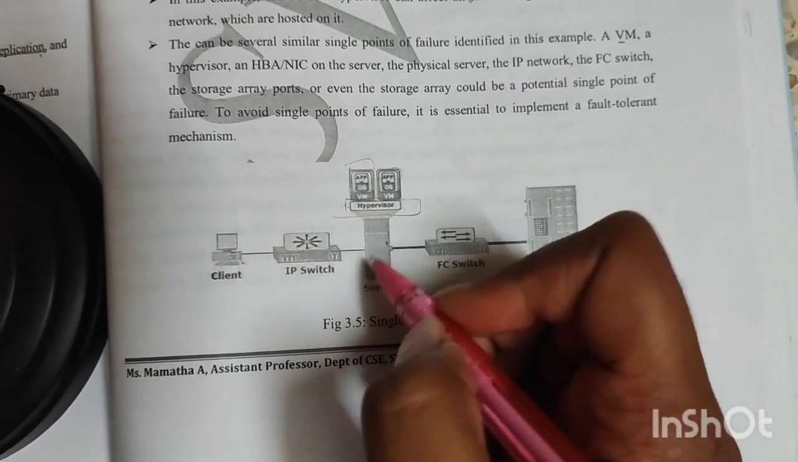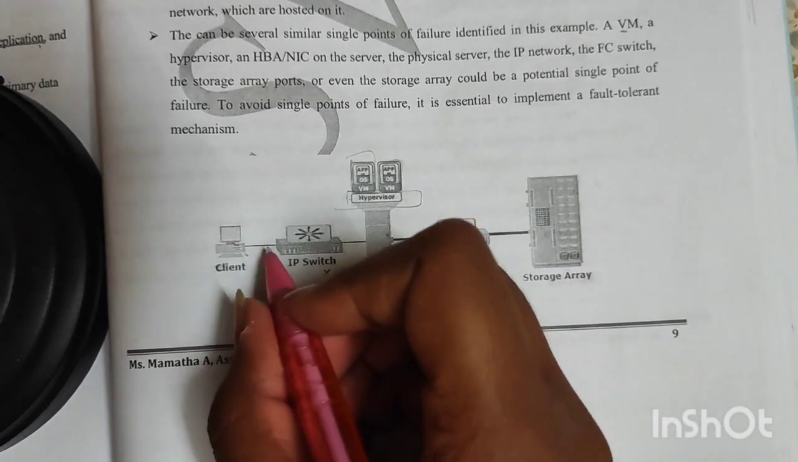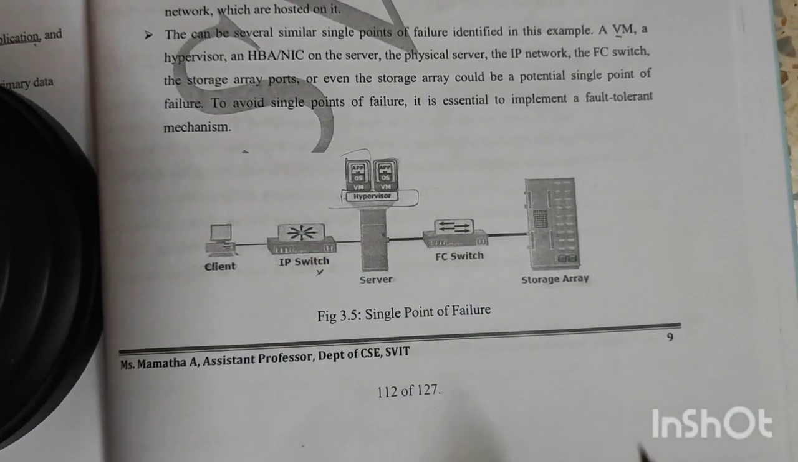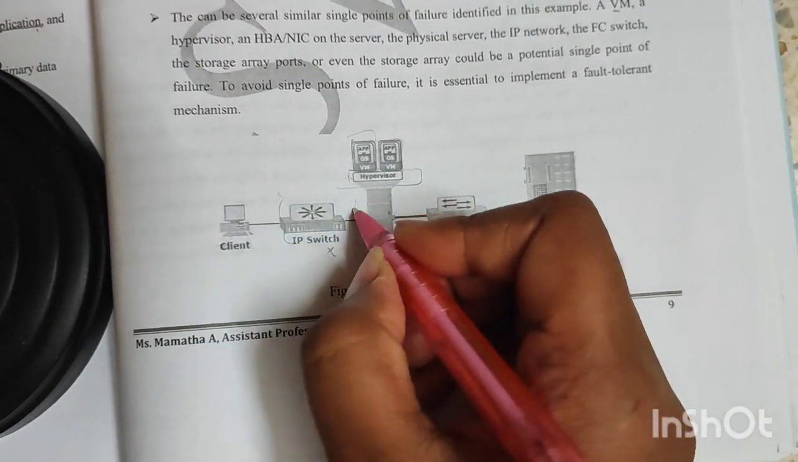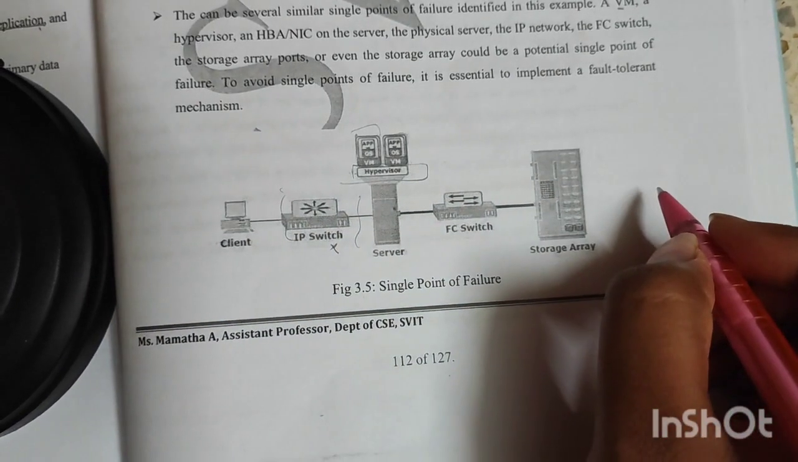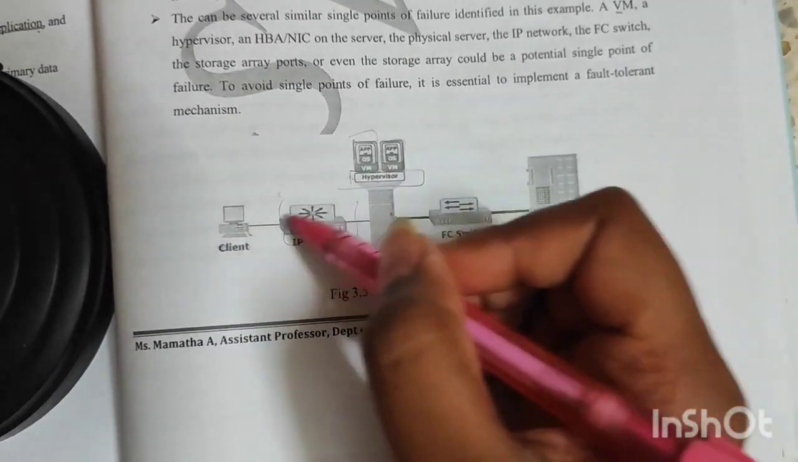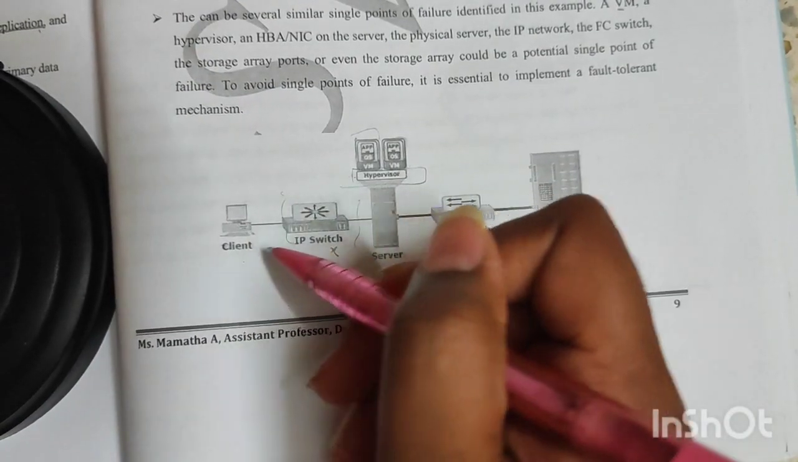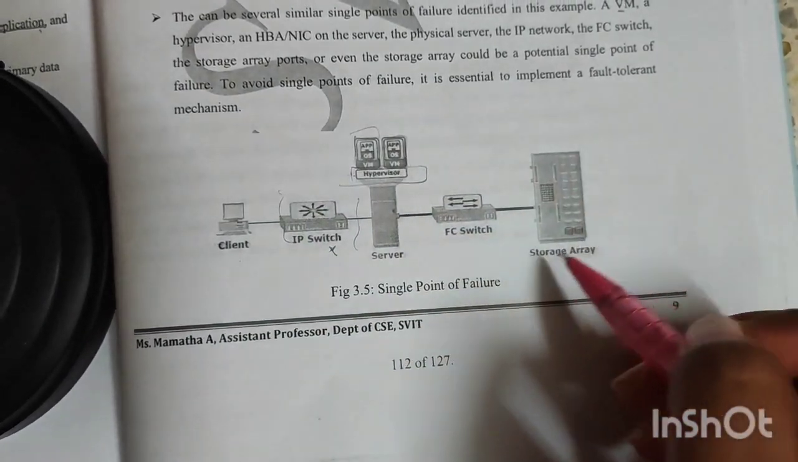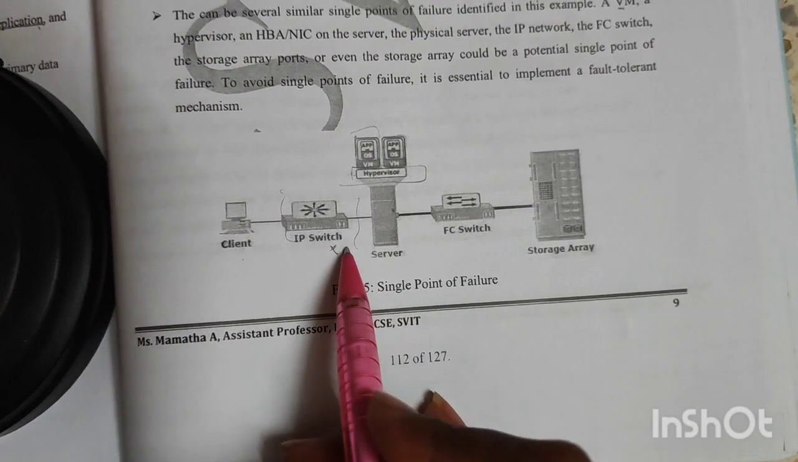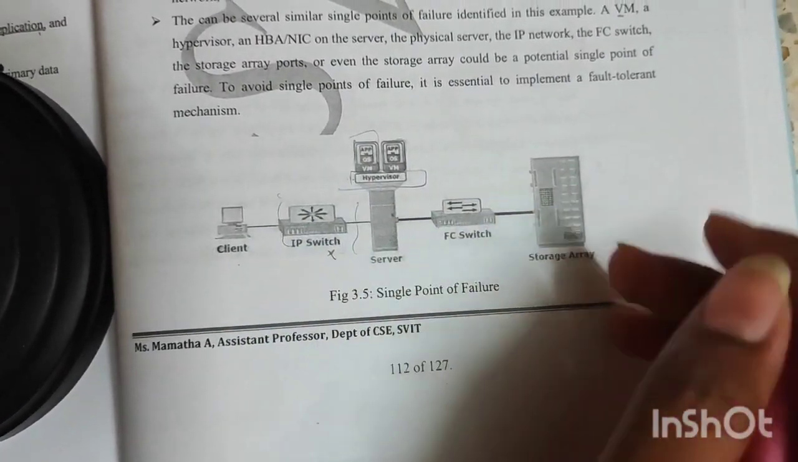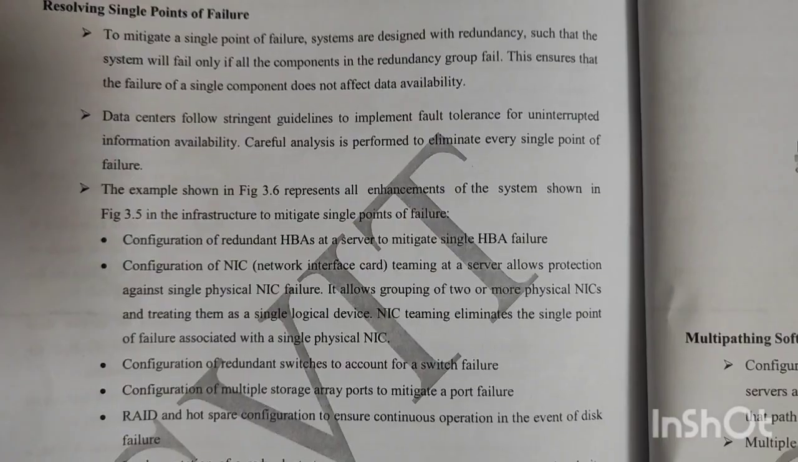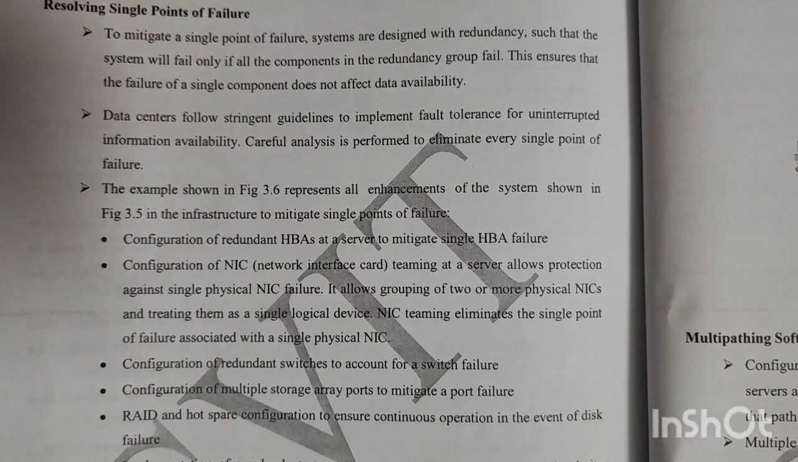So if your failure occurs at any point here, since it's all in a straight line, if a failure happens here, your flow is broken here. If it's broken here, you cannot go on to further steps. Same thing with any other device. If the client fails, then the whole thing is useless. If your IP switch fails, it's a failure. So this is what a single point of failure is. So now you know what a single point of failure is. So how do you resolve that?